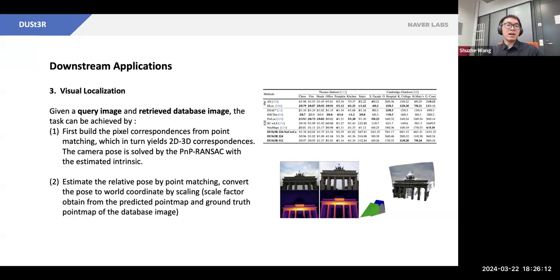So there are two approaches to do the visual localization task, and we selected the first one to present the results here. Actually, we achieve comparable results compared to the direct end-to-end methods. Some of the methods, like the DUSt3R style, are trained on a specific dataset and evaluated on another, but our model has never seen any information from the Cambridge dataset or the other dataset.